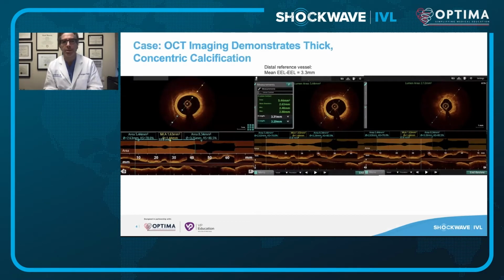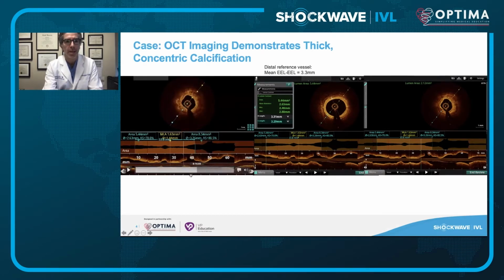So here is the OCT of this vessel. On the left is the actual run playing. On the right, you see the distal reference area. And on the far right, you see the area of the worst calcification. There's some fibrotic tissue here, but now you see, a bit proximal to the minimal luminal area, a heavy burden of calcification.